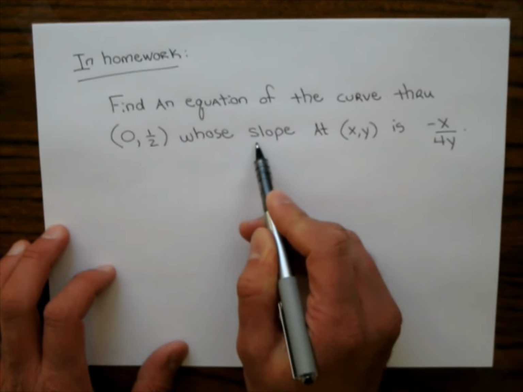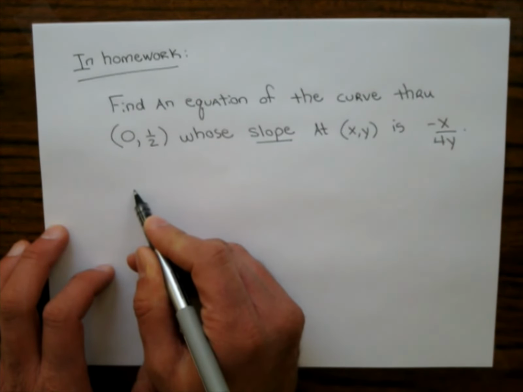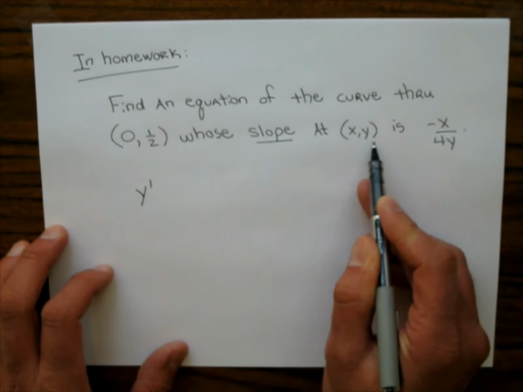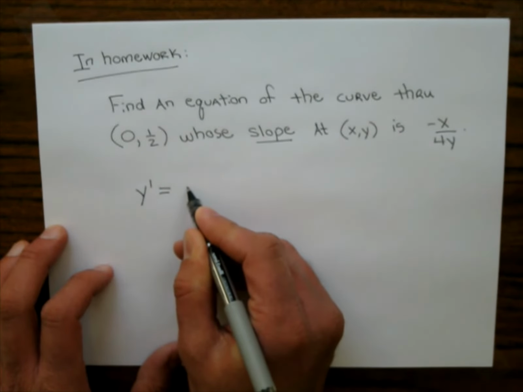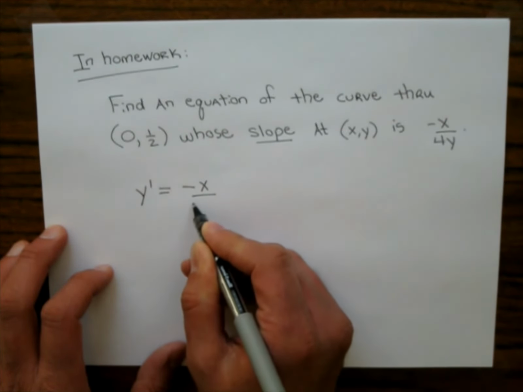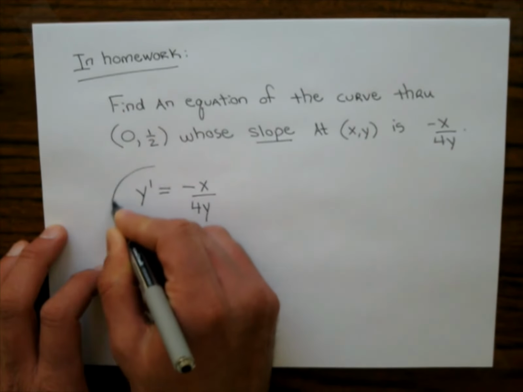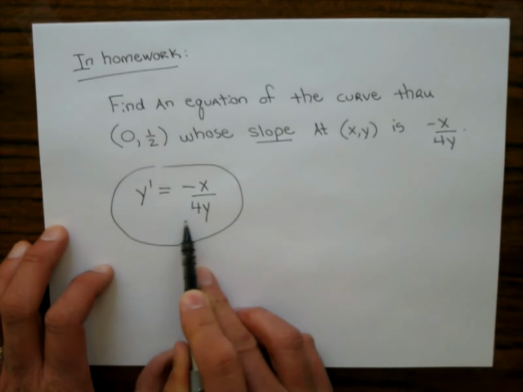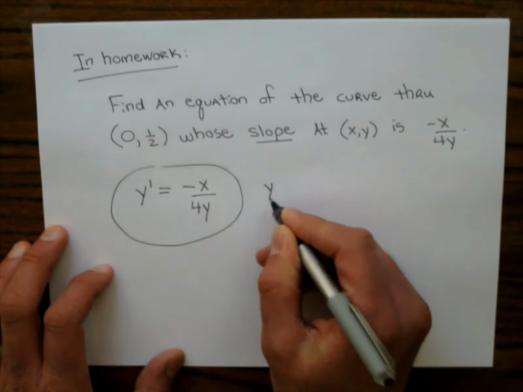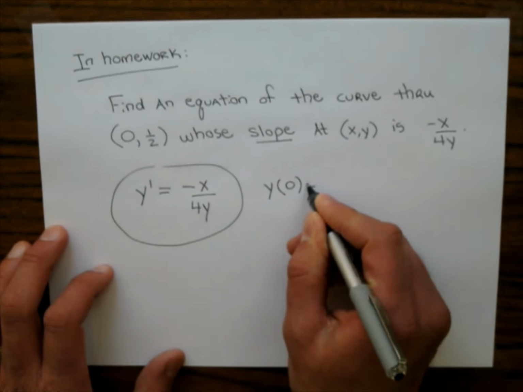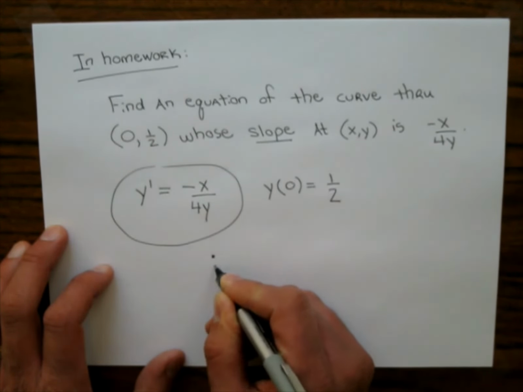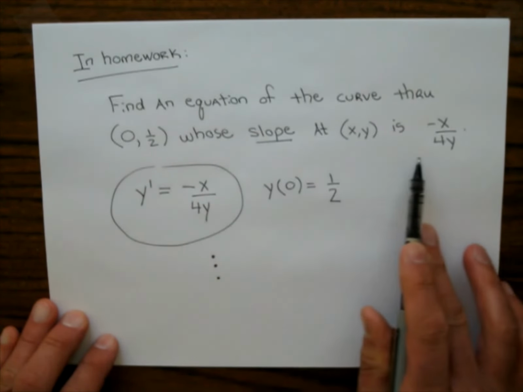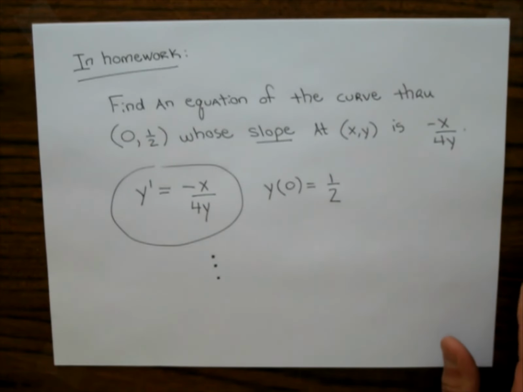Except the fact is they say the slope. And the slope, well, the letter for slope is m, but then we also know that y prime represents the slope. The slope at that point is negative x over 4y. So when they ask you in your homework to do something that looks like this, they're really asking you to solve this differential equation with this initial value. Y of 0 is 1/2. So I'm not going to do that just because I wanted to get you ready for questions like that in your homework.